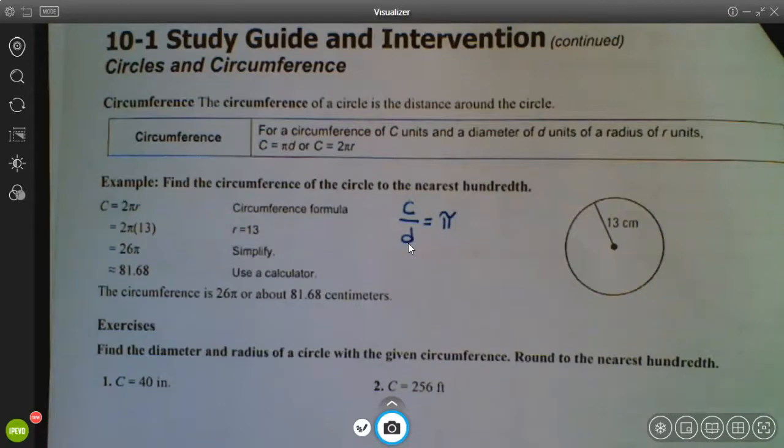So that would be true for any size circle. If you were to measure the outer length and divide that outer length by its own diameter, you're going to get 3.14 every single time. All right, so that's where pi came from.